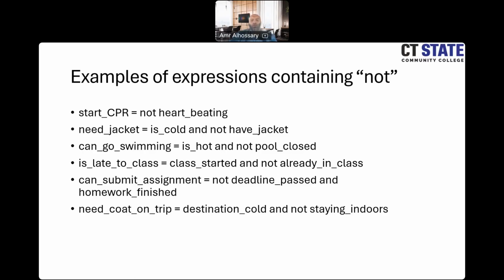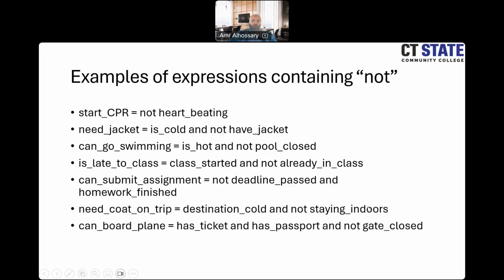Again, I could take a trip if the destination is cold and not staying indoors. I can board the plane if I have the ticket and have a passport and not gate closed. If the gate is closed, this is true, negated it becomes false and everything will be false. So I cannot board the plane.